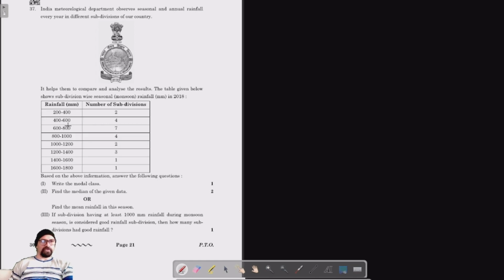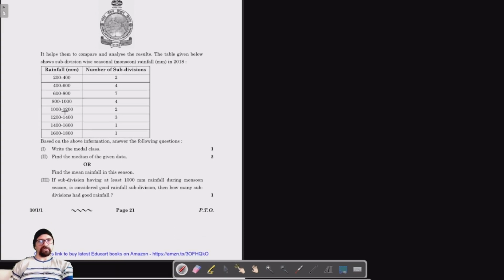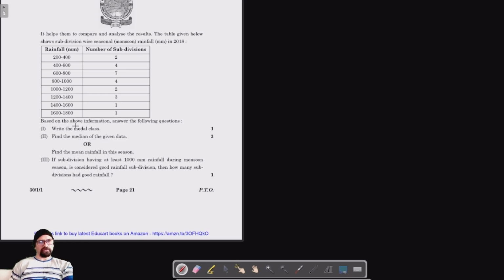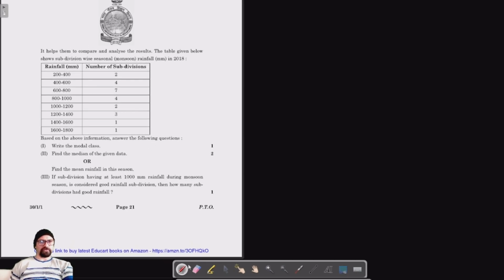The rainfall is categorized as class intervals and the number of subdivisions where we are getting these rainfalls. So based on the above information, we have to answer the following questions. We have to write the modal class. For the modal class, we know that it is the one that has the highest frequency, and that's rainfall between 600 to 800, with the number of subdivisions being 7. So our modal class is 600 to 800.